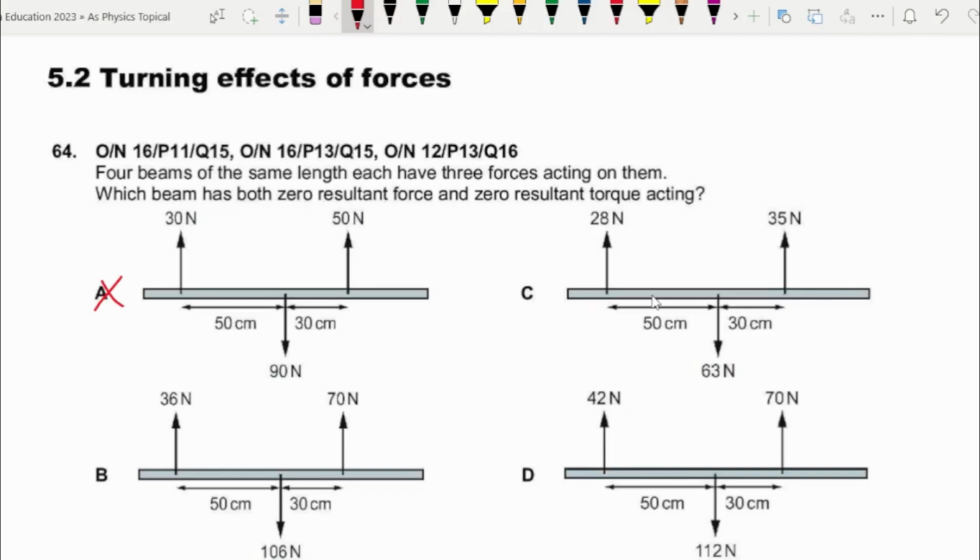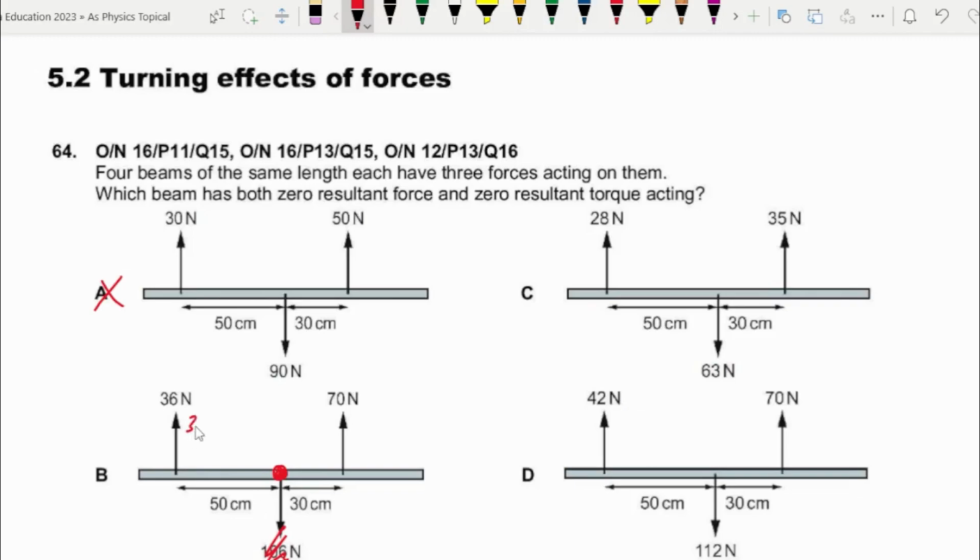So what we can do is choose any point as a pivot. For example, in option B, I'm going to choose this one as a pivot. The middle point I've chosen as a pivot. So the force that is being exerted exactly on the pivot would not be used in the calculation for moment of force, for torque, because for that force, the perpendicular distance from the pivot is zero. So you forget about this force. All you have to do is find the moment of force clockwise and anti-clockwise. If they are equal, then B would be the right answer.